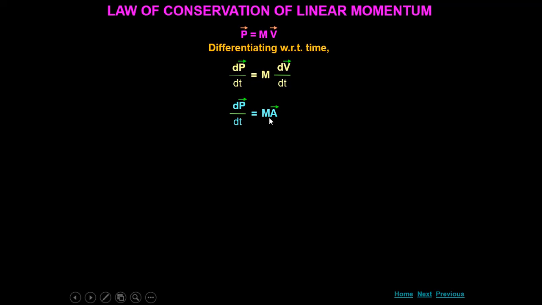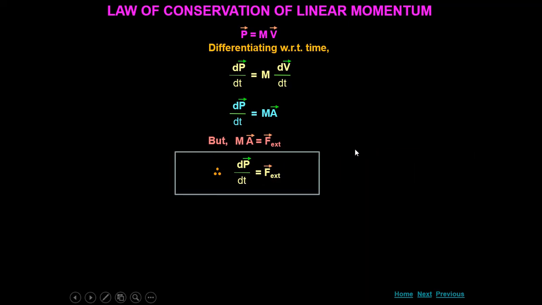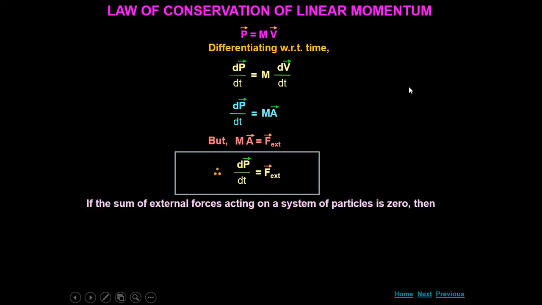So dp/dt can be written like this. But what is MA? According to the second law of Newton, the product of mass and acceleration must be equal to external force. We already studied it, MA equal to F external. So we must apply that here. In place of MA we can write dp/dt equal to F external. So this is an important formula. If you remember this formula, you can easily recall the concept of the conservation of linear momentum.